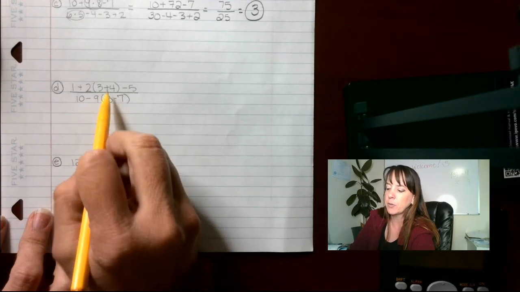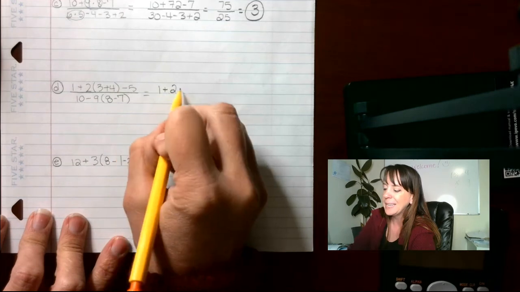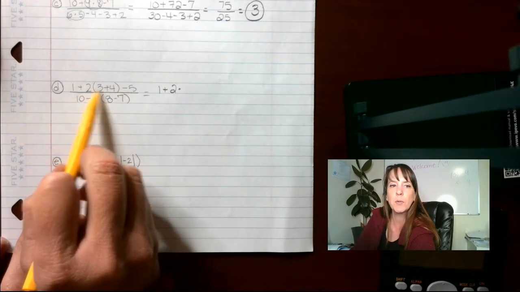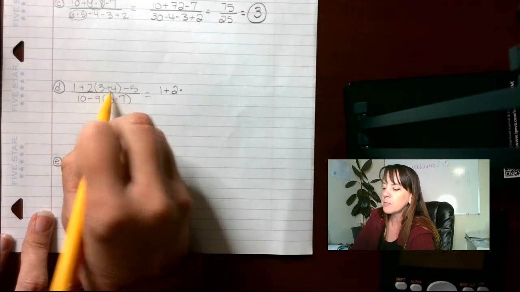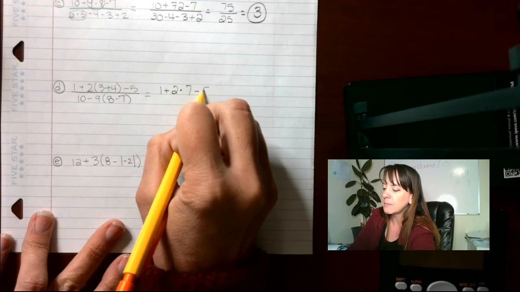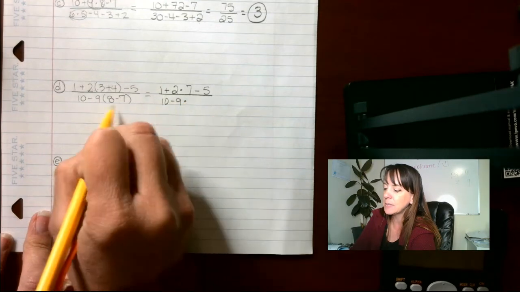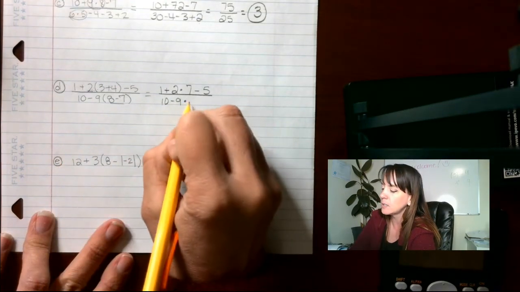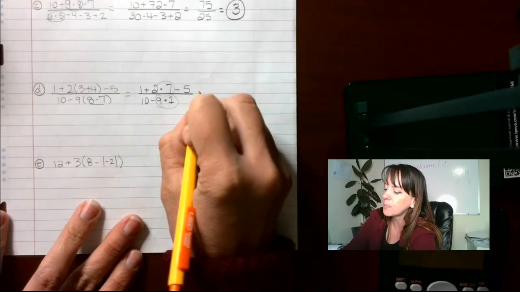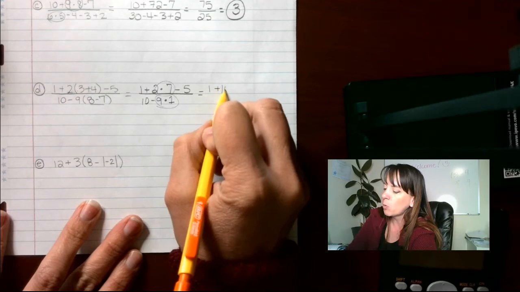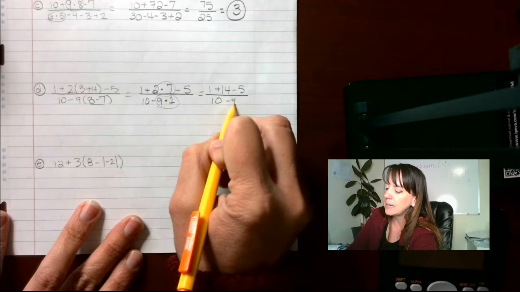Again, we're going to want to do the parentheses stuff first. So let's just rewrite it without those parentheses now. So plus 2 times, because remember, if there's no operation shown between the parentheses and this number, it's a multiplication. 3 plus 4 is 7 minus 5 over 10 minus 9 times 8 minus 7 is 1. So we're going to do this multiplication and this multiplication in our next step. 1 plus 14 minus 5 over 10 minus 9.